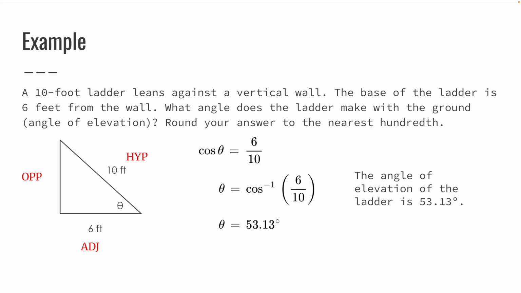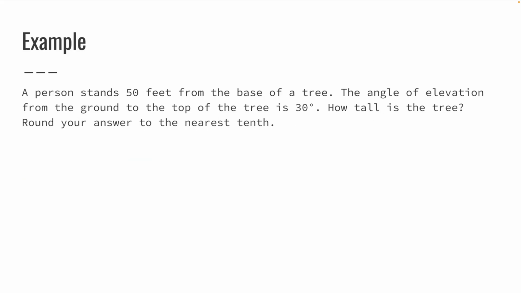So the hardest part of these is just drawing the picture and pulling out the information that you need. A person stands 50 feet from the base of a tree. The angle of elevation from the ground to the top of the tree is 30 degrees. How tall is the tree? And it wants us to round our answer to the nearest tenth. And I'm just going to draw a basic right angle triangle and fill in the information.